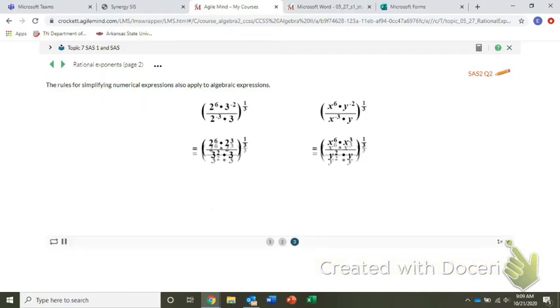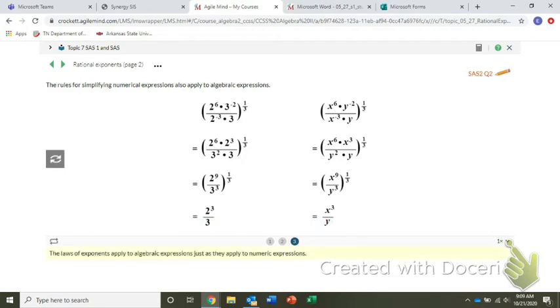Now, on 3, they're simplifying. And they're going to have 2 to the 9 and x to the 9. They're going to have 3 to the 3rd and y to the 3rd. They're going to use the power rule. And they're going to simplify. Okay? So, there is my work. So, if you want to go ahead and copy that for the second example, it's the exact same thing, except they use x's and y's.